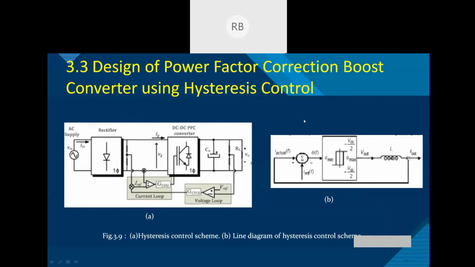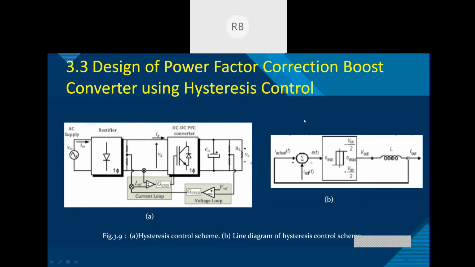In figure B, which is the line diagram of the hysteresis control, the current from the inductor side is fed and compared with a reference current, and it is fed to the hysteresis loop, so that it can switch the line current according to the graph.